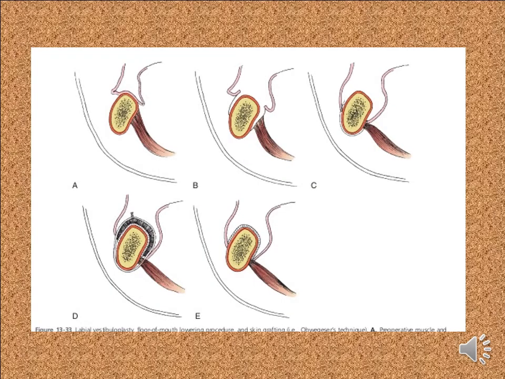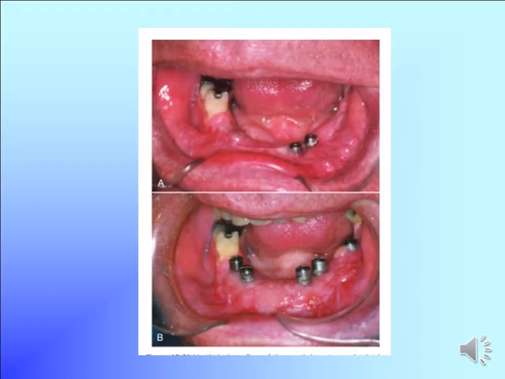This figure shows how you can increase the depth of the vestibule on the buccal and lingual sides by removing the attachment at the mylohyoid ridge and going downward to the base of the mandible, and then doing a skin graft or any graft over the exposed bone. This clinical figure shows how to put a graft with an implant.